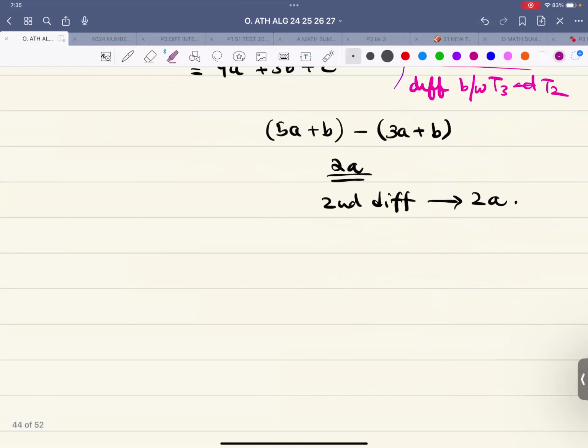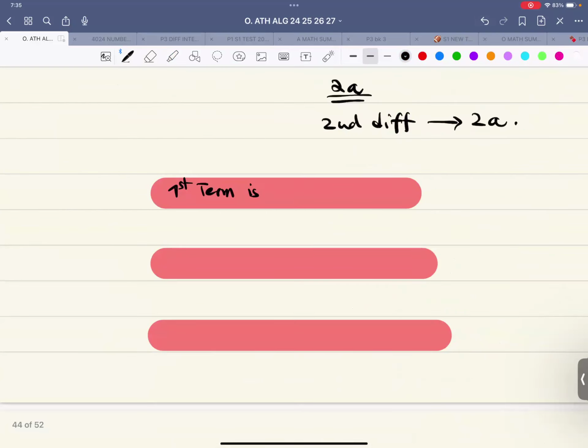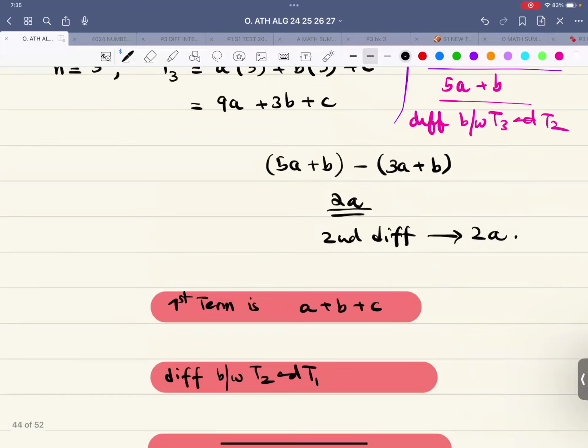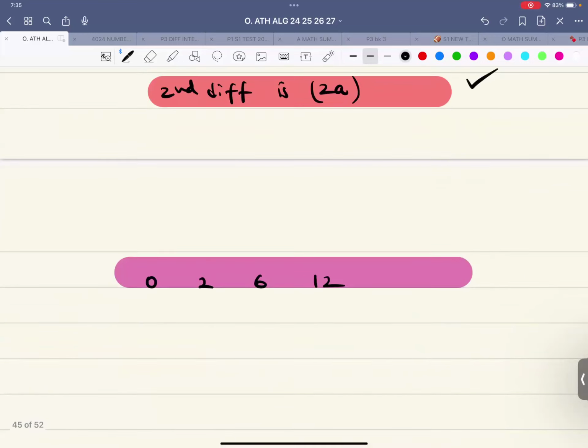So now let me highlight three things out of this. The first term is a plus b plus c. That is the first thing that I've obtained. Then the difference between T2 and T1, that is 3a plus b. And what else is there? The second difference is 2a. So these are the three things that I'll be using.